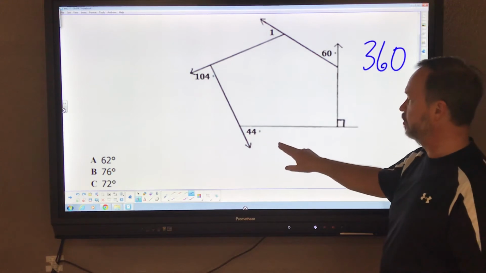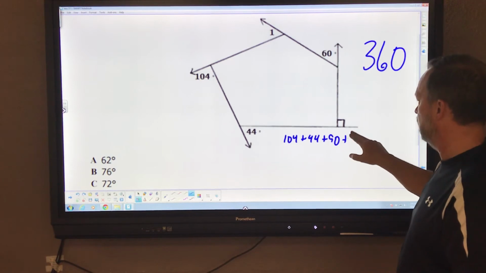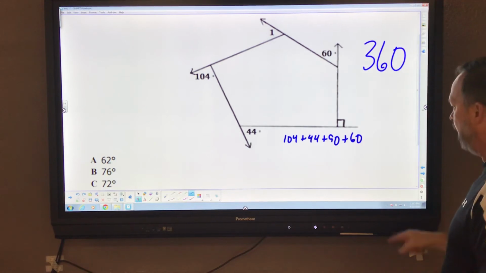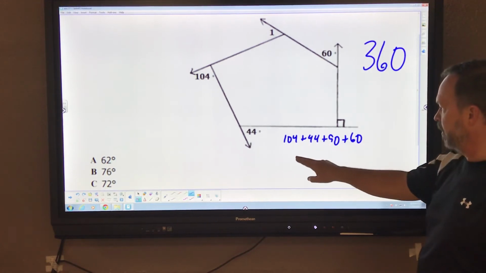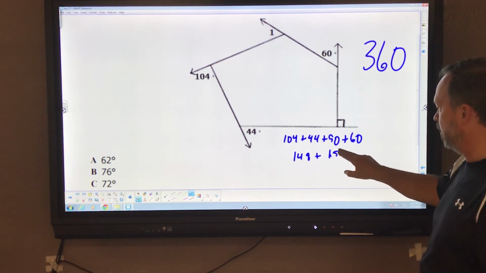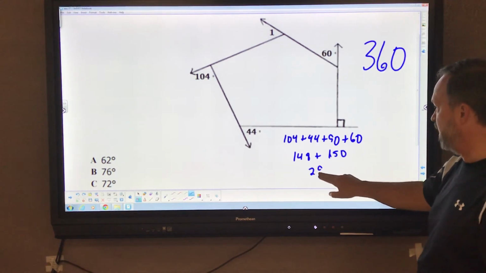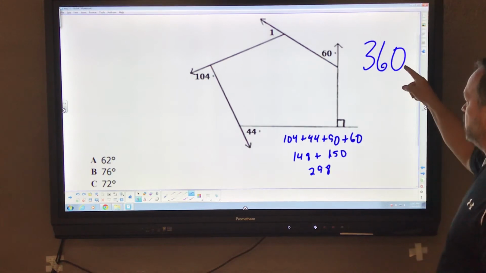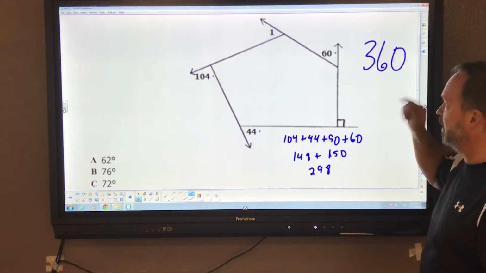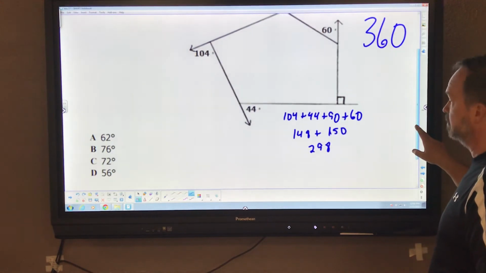When you look here, you've got 104 and 44 and 90 and 60, and then one unknown piece. How much does this give us? Well, I see 148 here. I don't have my calculator, so I'm doing this in my head, and 150 here, which makes 298, which means if I gotta have 360 in all, I got 298 out of the 4 that I know. How much is left for angle 1? 360 minus 298, 52. Answer.